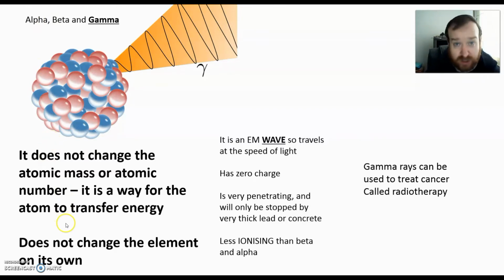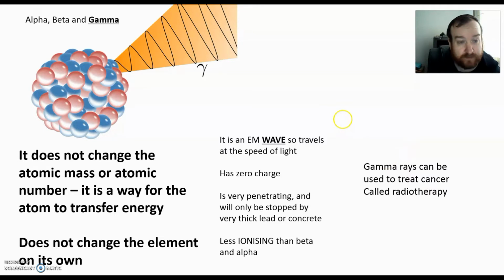On its own, it does not change the type of element that it's been given out from. Okay, it does not change that element. It's an EM wave, so you'll have heard of it before when we did the electromagnetic spectrum waves. Okay, it travels at the speed of light, has no charge, zero charge. It's very penetrating. It can only be stopped by really, really thick lead, so meters of lead or meters of concrete. It is much less ionizing than both beta and alpha. It's very weakly ionizing. They can be used to treat cancer, and it's called radiotherapy.